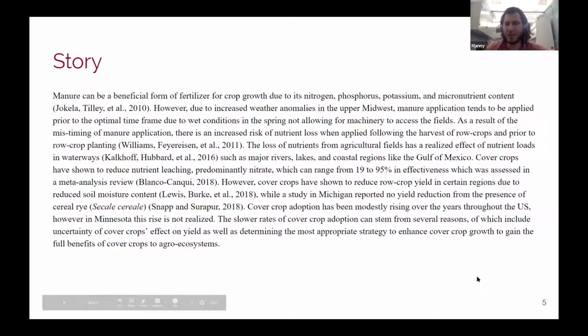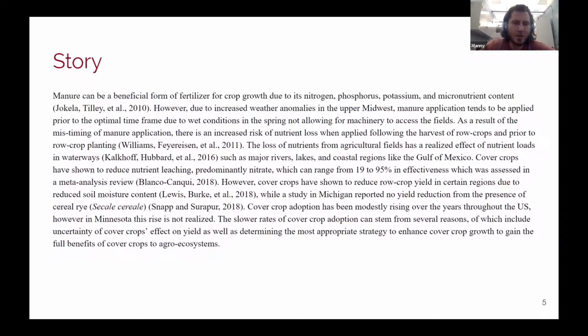So unlike everybody else, we didn't make any loops. We created the backstory for our loop, which will probably be done in the next couple of weeks or so. So I guess I can just read off the paragraph so you guys don't have to read it. Our story is looking at manure and cover crop.